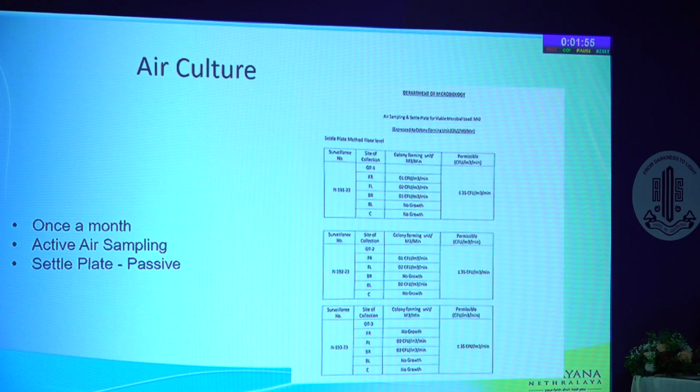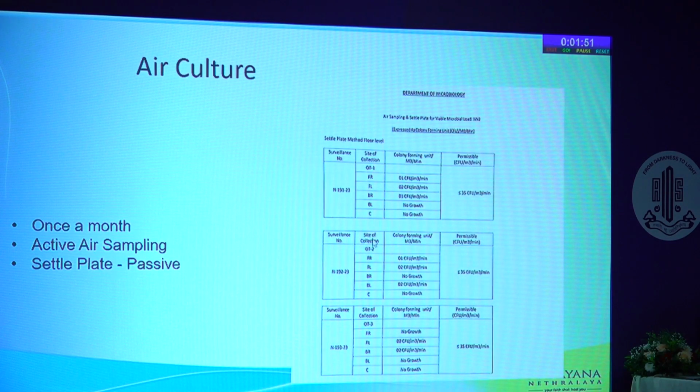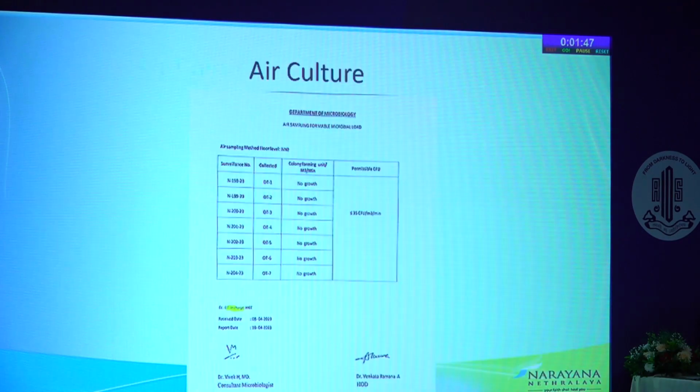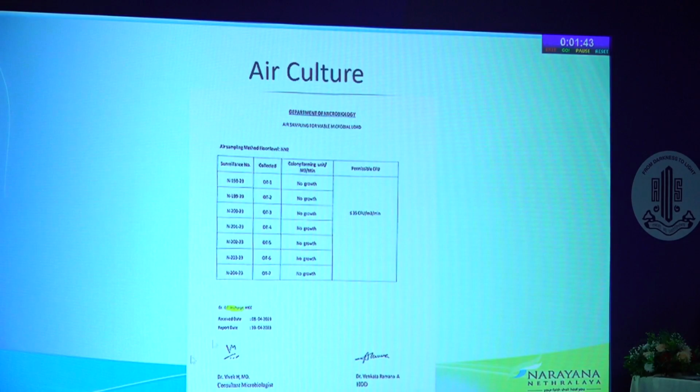So if you see here, this is the settle plate report. Now, this is for OT1 and then OT2 and OT3, so on. So you'll get this report, this first page. And a similar report we'll get for air sampling. So these are all 7 OTs what we have. And you can see that all 7 culture reports are there, no growth.